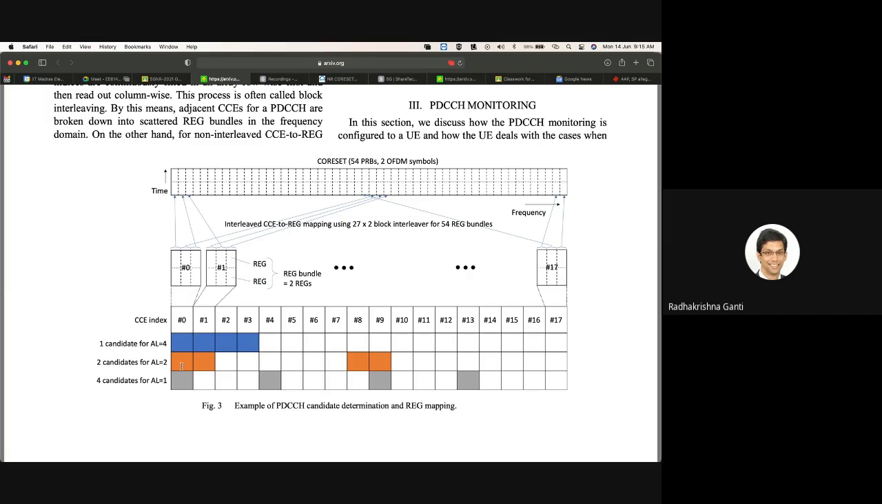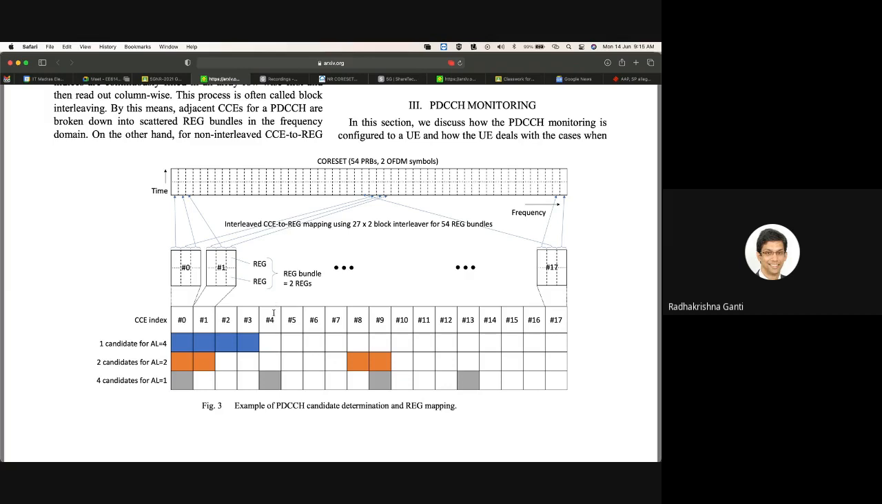So these are the possible positions in which your PDCCH can start with these different aggregation levels. So what does the UE do? The UE will monitor only these locations. So it will monitor the CCE index 0 for aggregation level 4, aggregation level 2, and aggregation level 1.